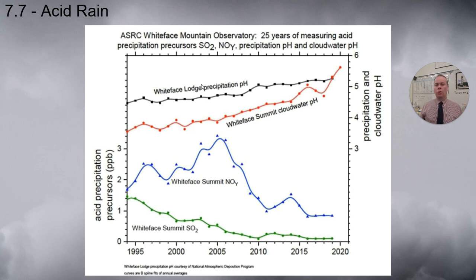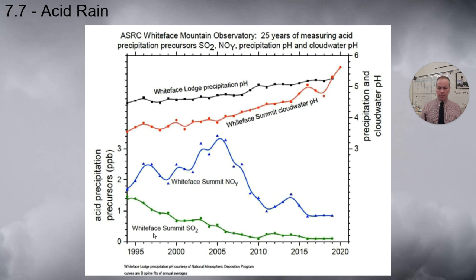We could see some more data. This is a little bit more local for us. So this data comes from Whiteface Mountain. If you've ever been to Whiteface or hiked or skied on Whiteface, at the very top is an observatory where they collect data. And they've been measuring acidic precipitation for 25 years there. And so there's two sets of data here. The pH of the summit, the cloud water and the precipitation, and also the nitrogen and sulfur levels of that in the atmosphere.